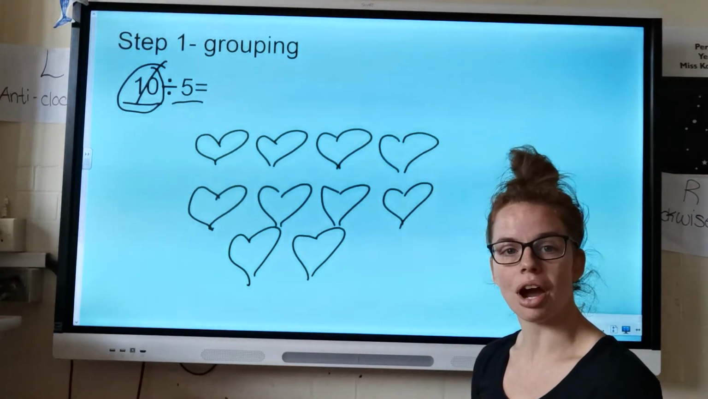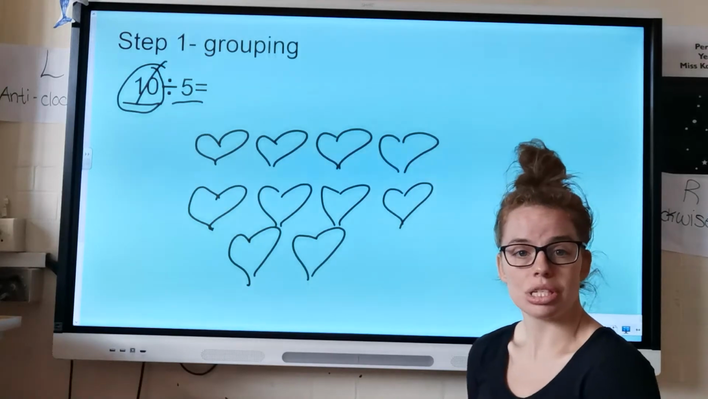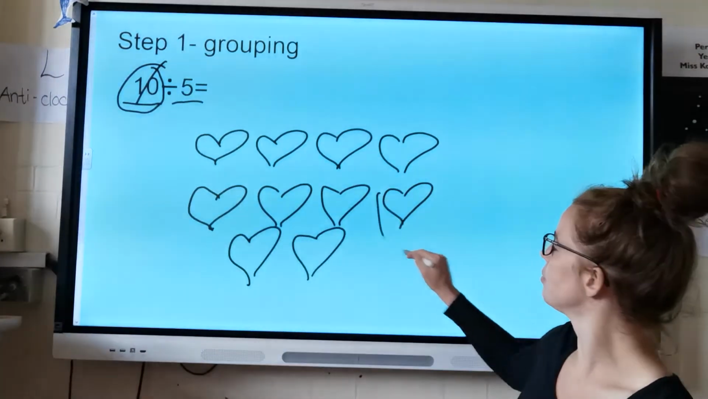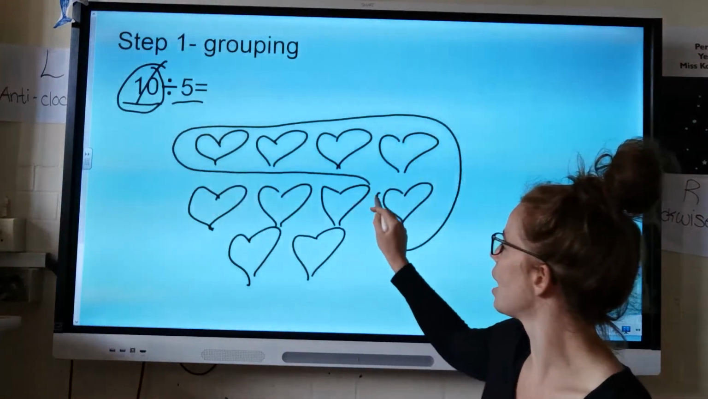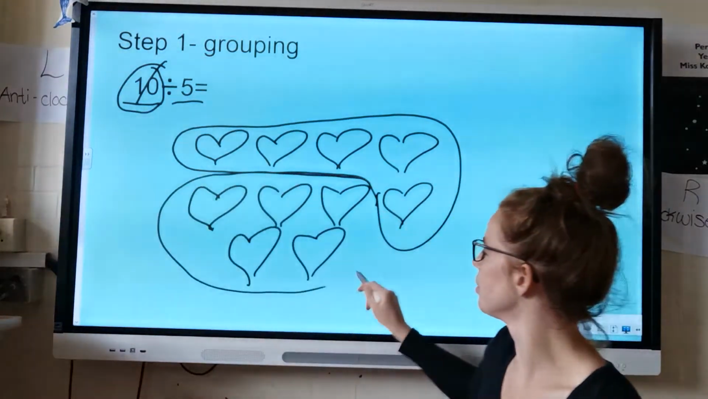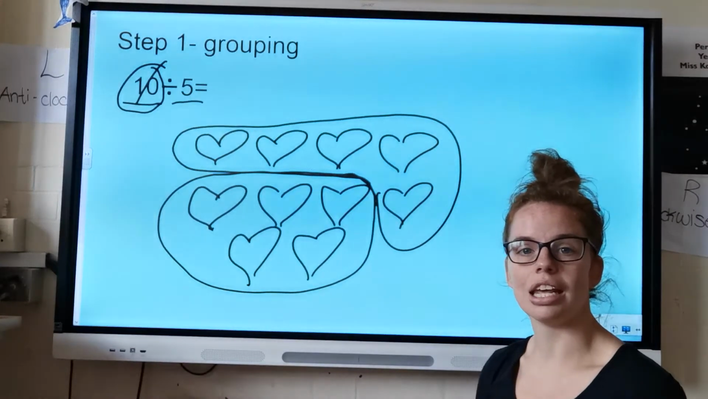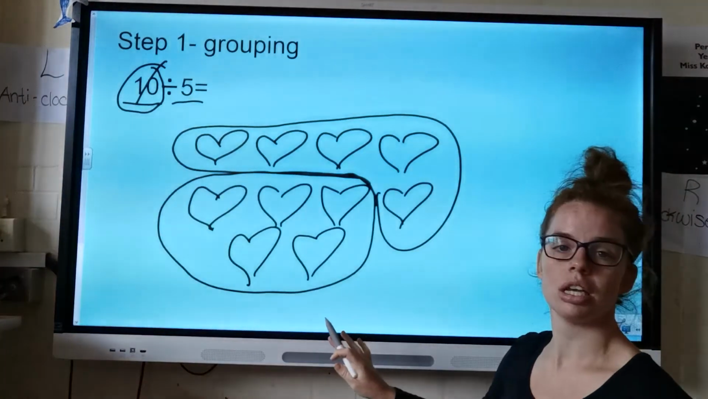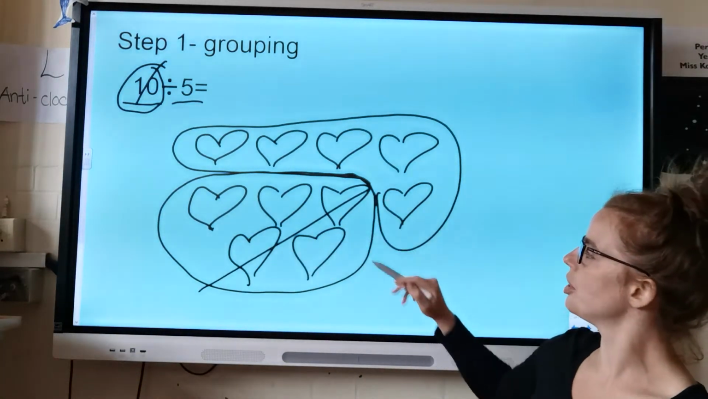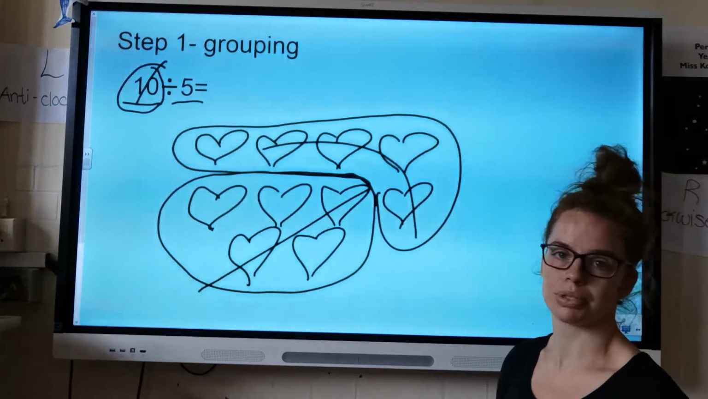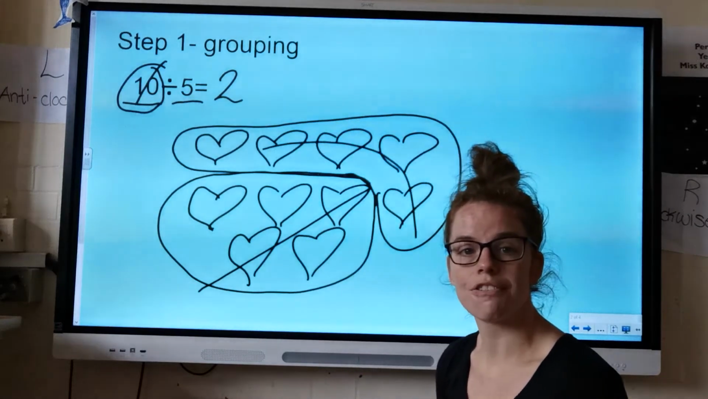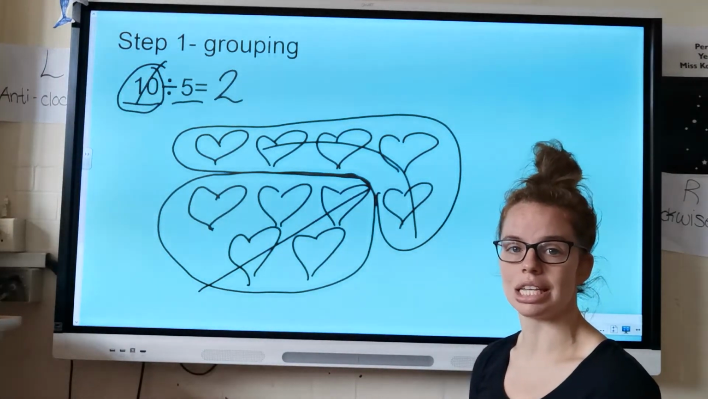Now we need to do something with our 5s. For grouping, you just make a group of 5. So 1, 2, 3, 4, 5. You draw a circle around those 5. Then 1, 2, 3, 4, 5, and you draw a circle around those 5. Now we've used up all of our hearts. In order to find our answer, we count how many groups there were. We have 1 group and 2 groups. So 10 divided by 5 equals 2. That is our first step for division that we teach in Key Stage 1.